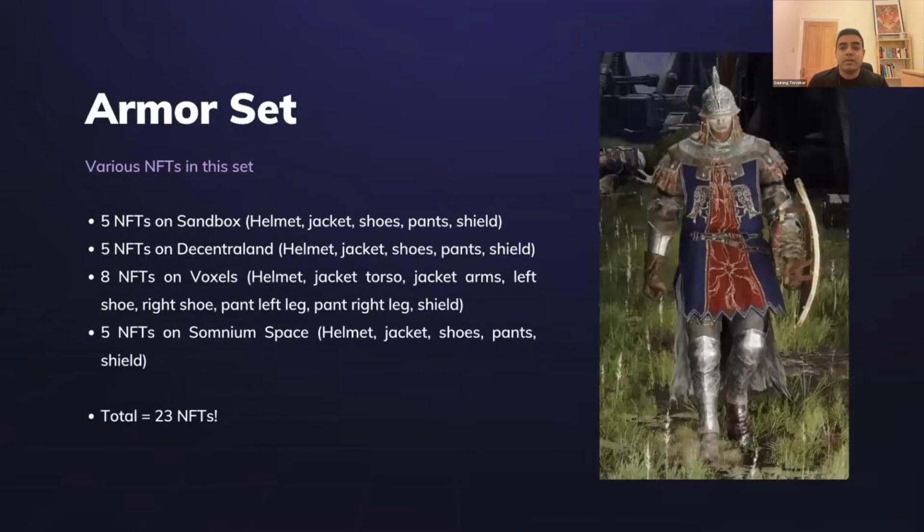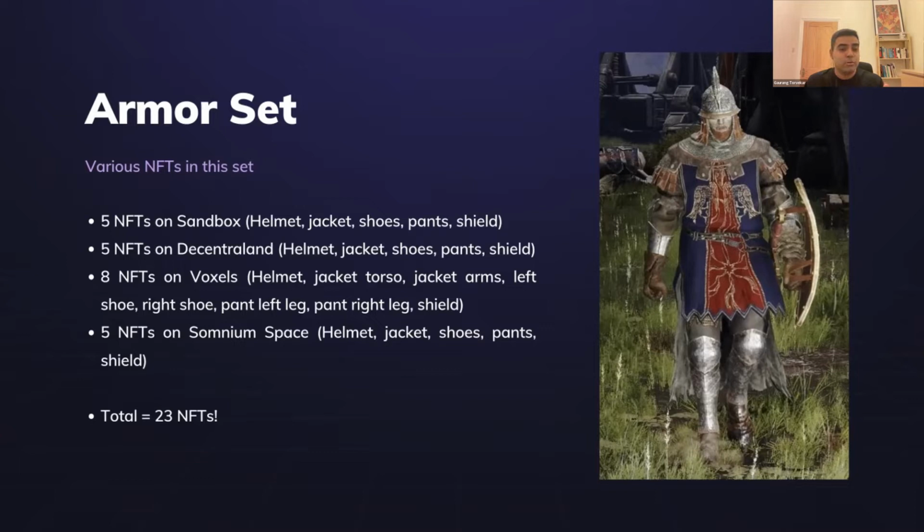And now, if you start looking at games in the metaverses, or just looking at games, this problem becomes really big. I don't know how many of you are gamers, but if you look at this image, it's a character from Elden Ring, which is one of my favorite games. This character is a soldier from Raya Lucaria, and he has armor and a shield. So for this whole set of armor and shield on Sandbox, you need to publish 5 NFTs: a helmet NFT, jacket NFT, shoes NFT, pants, and shield.